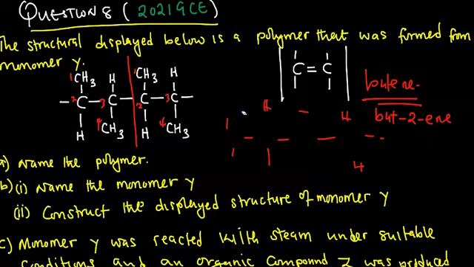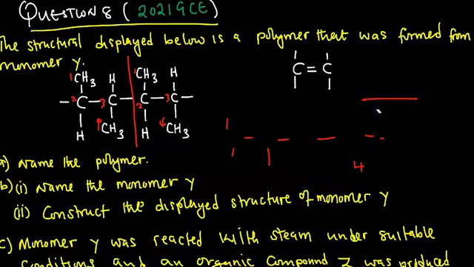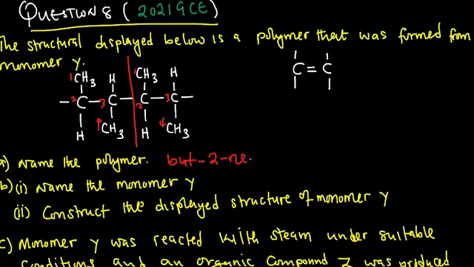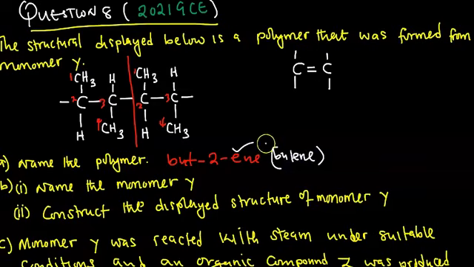So please, the name of the monomer is called but-1-ene or butene. Okay? So but-2-ene, not but-1-ene, please. But-2-ene. That is the monomer or butene. So to be on the safe side, because what kind of butene was it? Okay. So B, name the monomer Y.